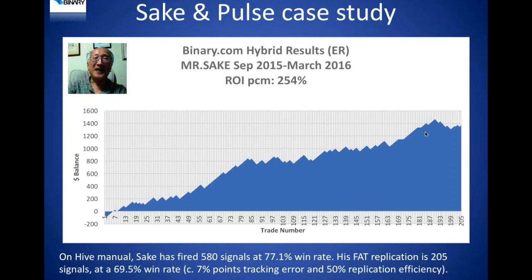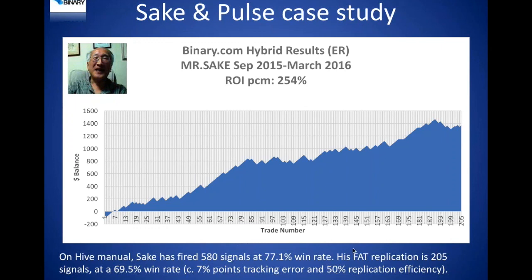And over this period, okay, he has blasted around, I think it was 580 signals. This is in totality. This is 580 signals have been blasted at a 77.1% win rate. However, his FAT replication results, which includes all the idiosyncrasies of brokers that are attached to Hive, such as binary.com, where certain pairs are not available, certain expiries are not available, replication errors happen, that's only 205 signals. So 580 were blasted, only 205 were really takeable.